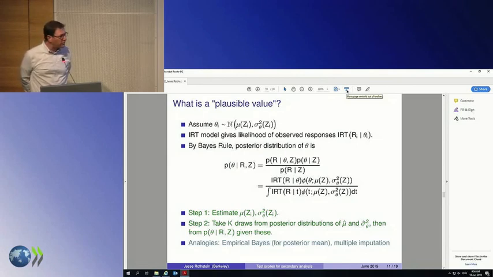There are a number of settings where economists are relying on empirical Bayes to get posterior means, basically, of individual level unobserved parameters given some noisy estimate. Empirical Bayes just gives you a posterior mean. Plausible values are draws from the posterior distribution. So it's not exactly the same, but that's the closest analogy. A closer analogy for people who are familiar with it is that this is really a version of multiple imputation, where we're imputing the unknown theta given the observed item responses R and characteristics Z.